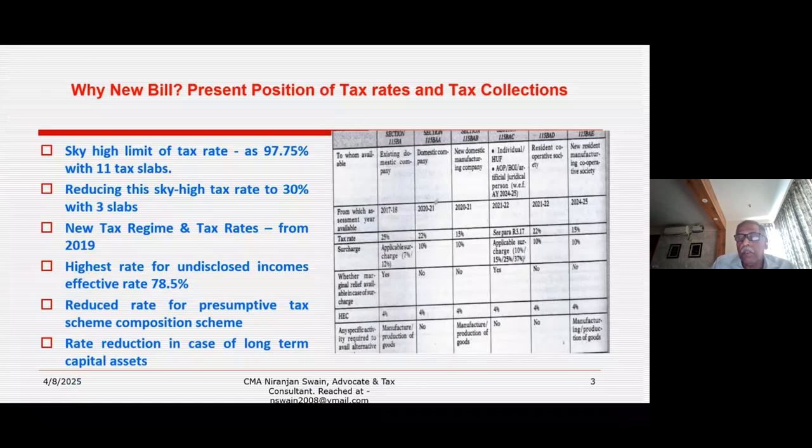But remember, surcharge is normally applicable where the tax exceeds a certain limit, 50 lakhs. But when there is undisclosed income, irrespective of the amount, the surcharge is 25%. So if your undisclosed income is 5 lakhs, the surcharge of 25% is still applicable. So 60% plus 25% of the 60% plus 4%, the effective rate comes to around 78.5%, and that is continuing. The rate of presumptive tax was also reduced, particularly the composition scheme, which has been introduced to encourage people to opt for the presumptive scheme and at least pay taxes.